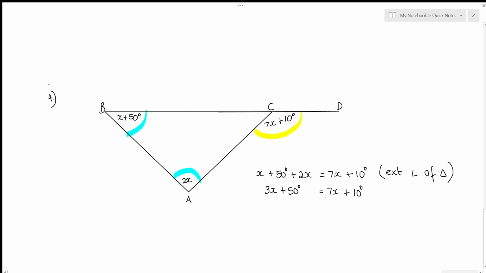Now because the 7x is bigger on the right hand side, I'm going to move the smaller 3x across. So here I'm going to have 7x minus 3x equal to 50 degrees, and I'm going to move the 10 across, so that's minus 10 degrees. So I'm going to have 4x equal to 40 degrees, and then divide both sides by 4, and therefore x is equal to 10 degrees. And that's how you would work these out.